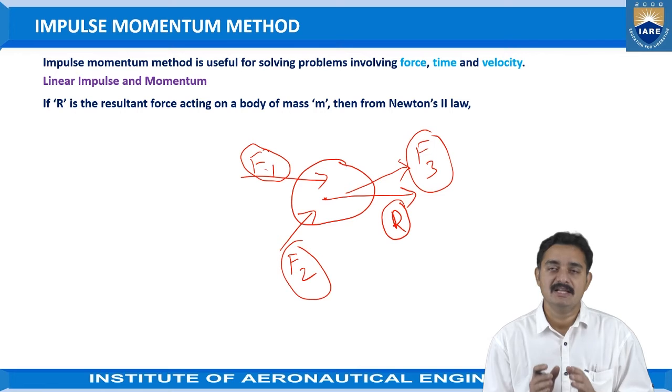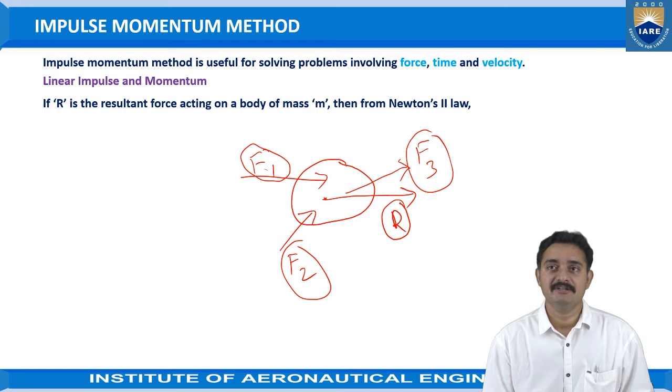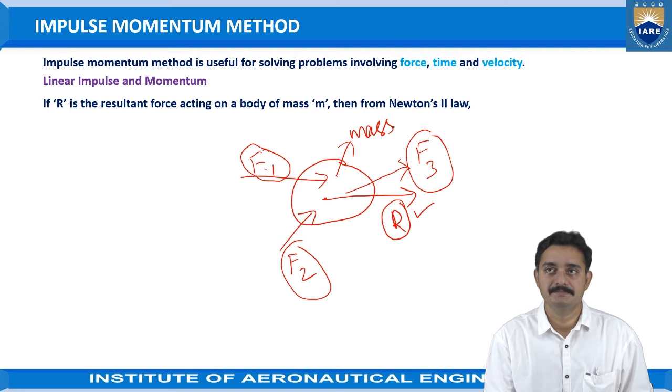If we replace the forces F1, F2 and F3 and place a single force, that is the resultant, it gives the same effect on the body which all the forces F1, F2, F3 would give. Now, this resultant R is considered for the derivation which we are doing in the impulse momentum equation. So, the derivation is like this. If R is the resultant force acting on a body of mass m, so the body which we have considered is having mass m.